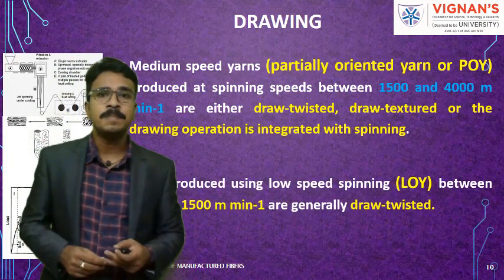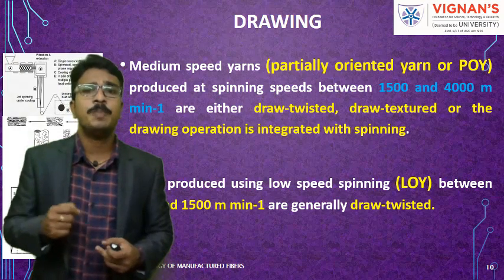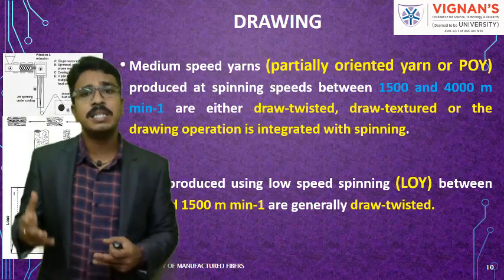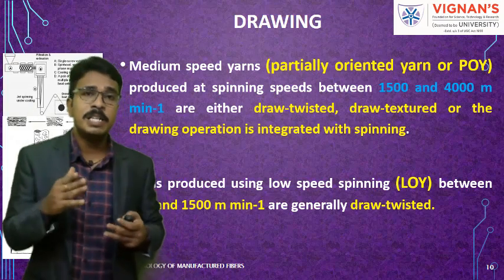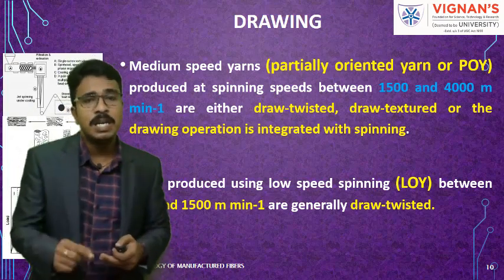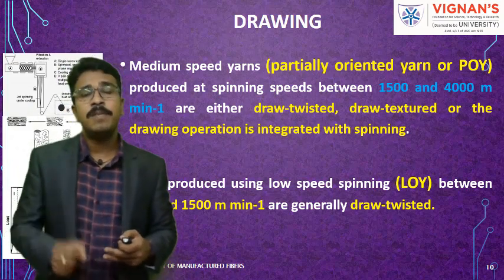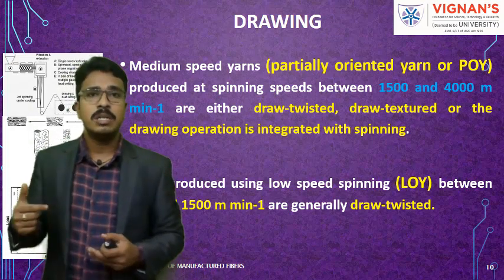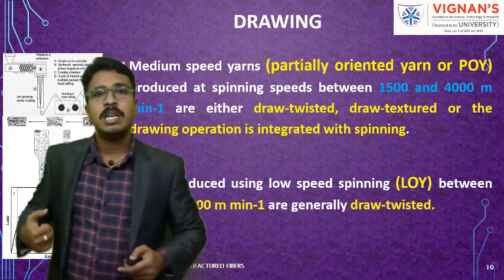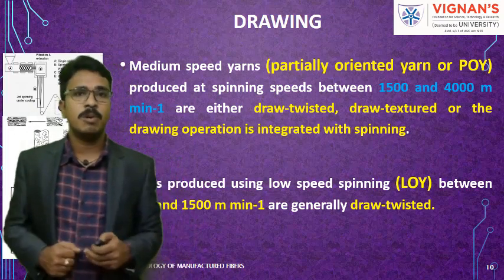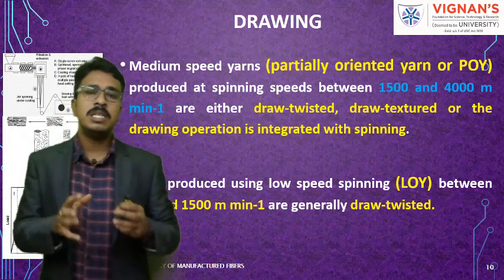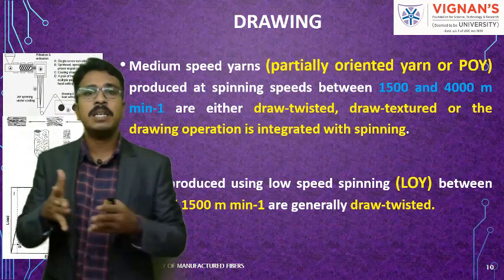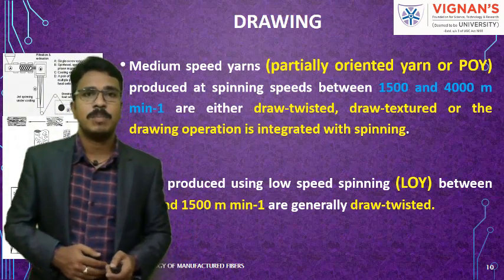And finally, yarns with low spinning speeds, that is LOY, low oriented yarns, where the spinning speeds are between 500 to 1500 meters per minute, are generally subjected to drawing and then twisting and then winding onto bobbins. Understand? So this is the influence of spinning speed and then the necessity of the drawing process.